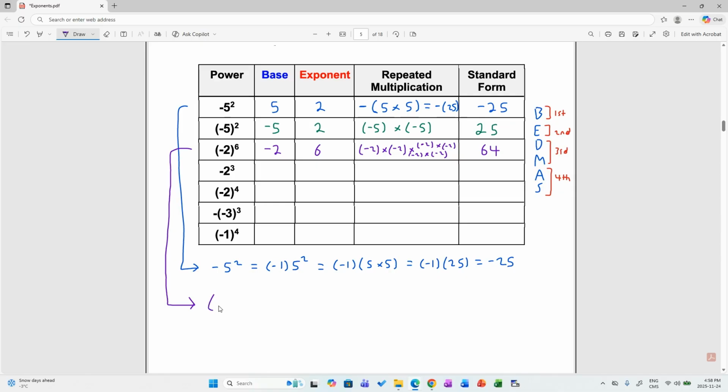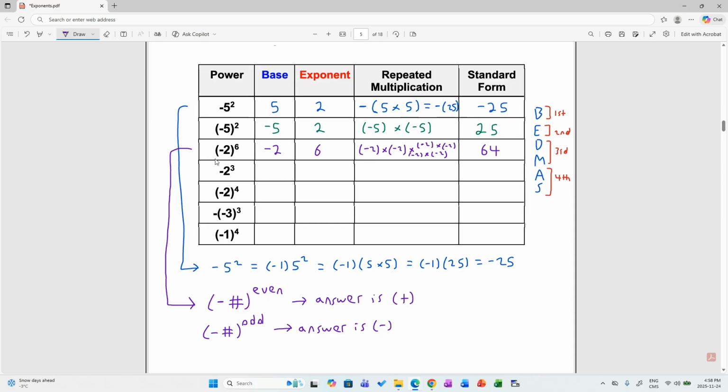If you have a negative number inside of a bracket and it's to an even exponent, your answer is always going to be positive. It's always positive. And if you had a negative number inside of a bracket and it's to an odd exponent, your answer is always going to be negative. Those are the rules that I like to use to think about this.